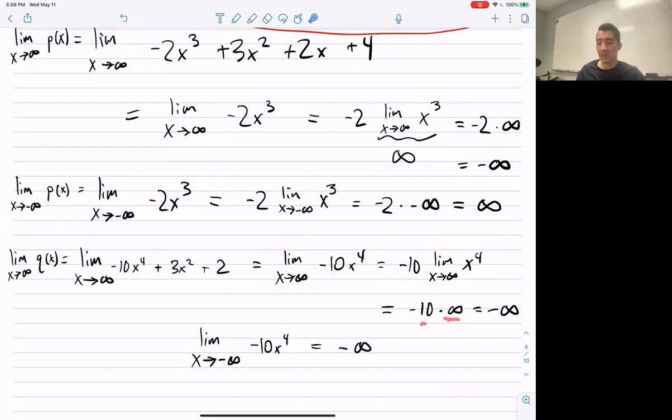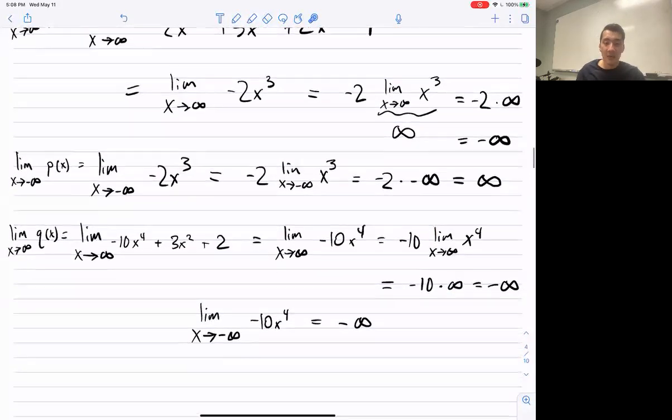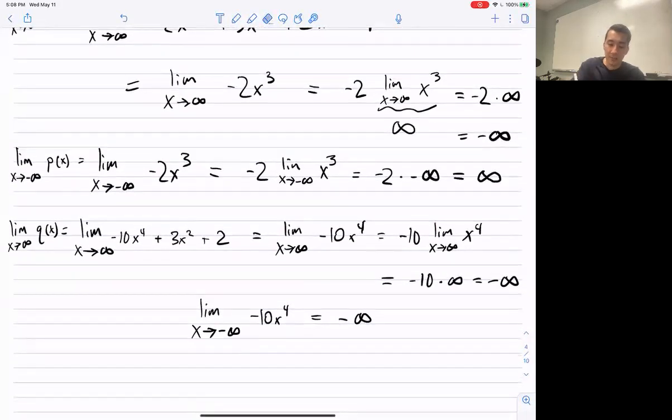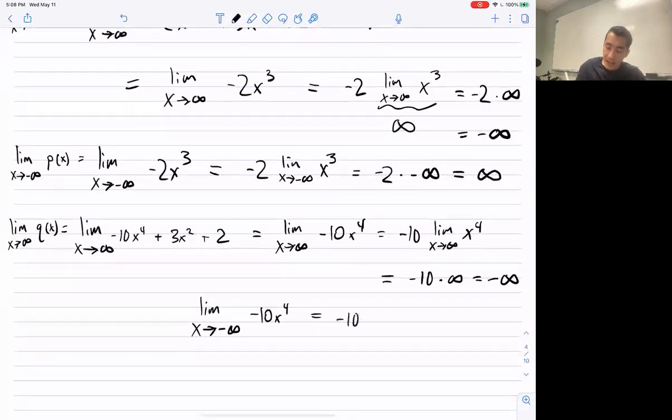So it's -10 times infinity, which is negative infinity. If we do the same argument over here, maybe I'll even write this out. This is going to be -10, and now it's going to be negative infinity to the fourth power. But negative infinity to the fourth power is positive infinity.